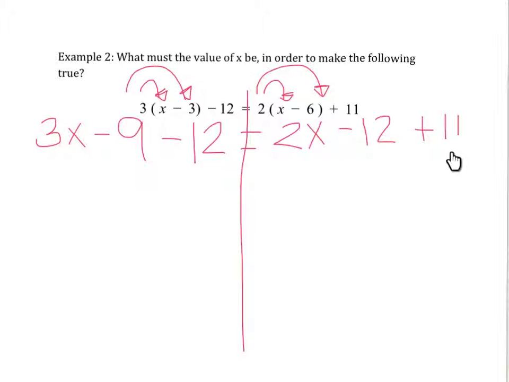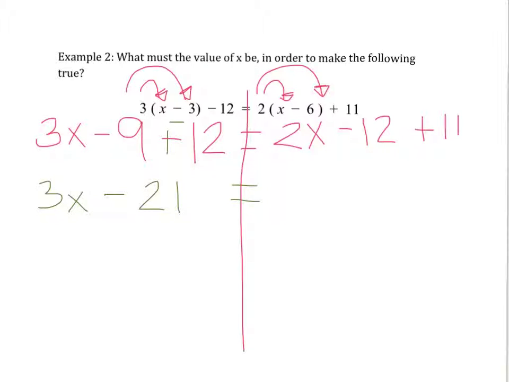So I'm going to bring down my 3x. If I have negative 9 minus 12, subtracting is the same as adding the opposite. So negative 9 plus negative 12. Signs are the same. I could add the two numbers. 9 plus 12 gives me 21. The signs were negative, so my answer is negative. I'm going to bring down my equal sign.